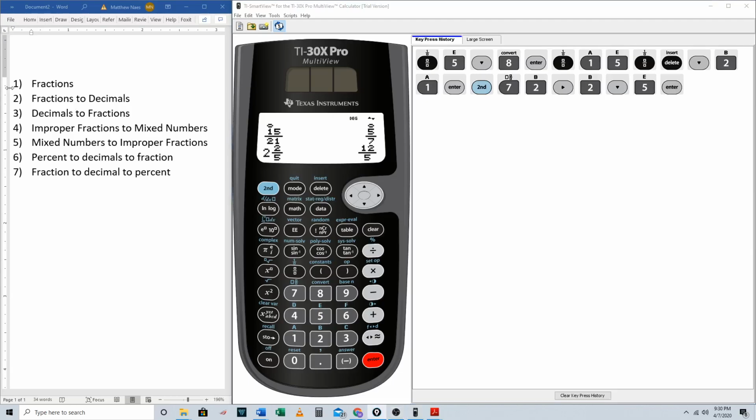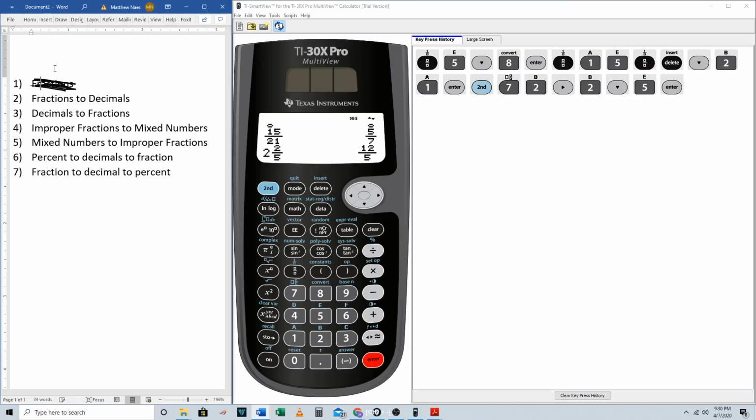So we have talked about fractions. Sorry, here. We talked about fractions.